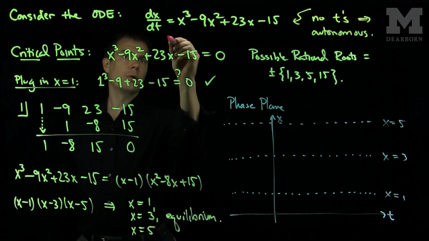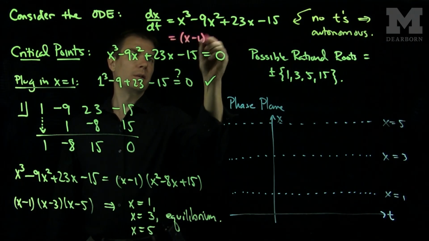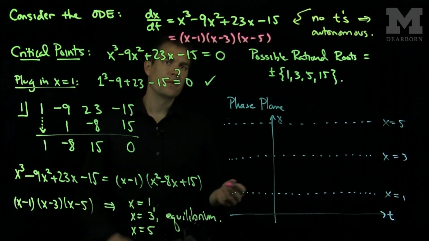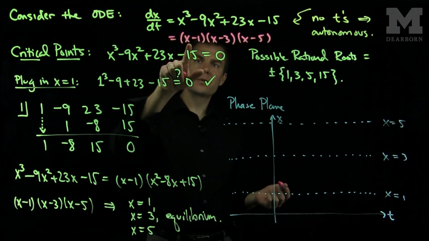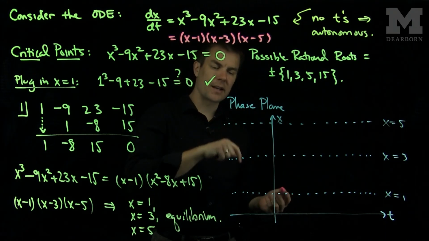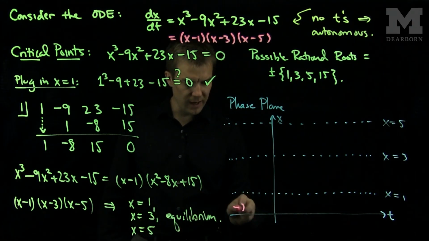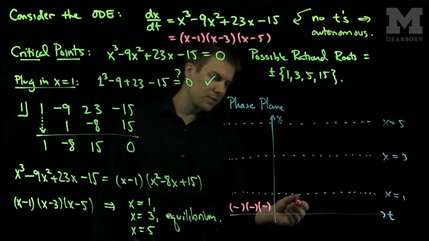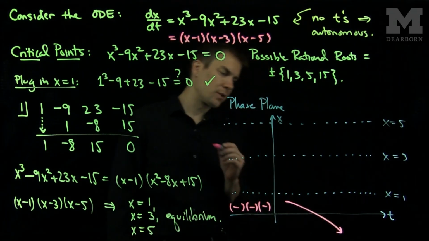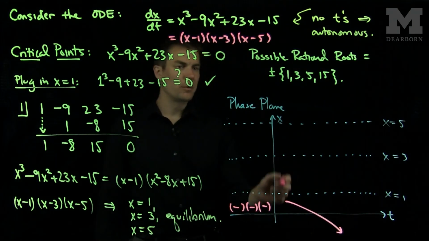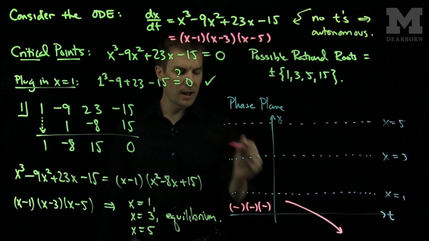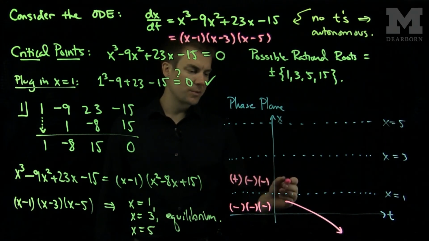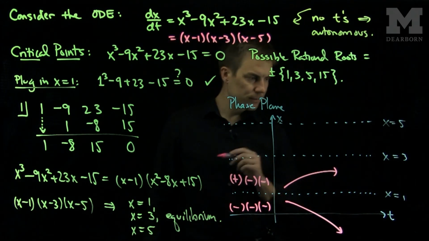Well, our differential equation can be written as x minus 1, x minus 3, and x minus 5. So if I plug in a number less than 1, this will be negative, this will be negative, and this will be negative. So I'll have 3 negatives. 3 negatives are negative, so that means my solutions will be decreasing in this region. If I plug in a number between 1 and 3, like 2, I'll have a positive, negative, negative, which tells me my solutions are increasing in this region.